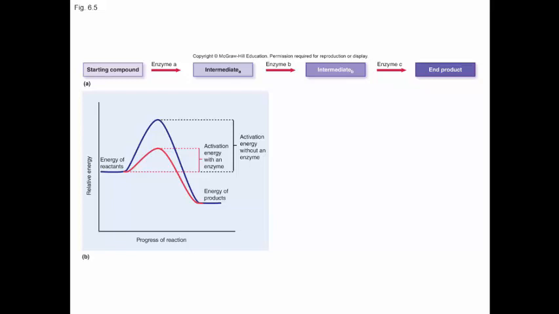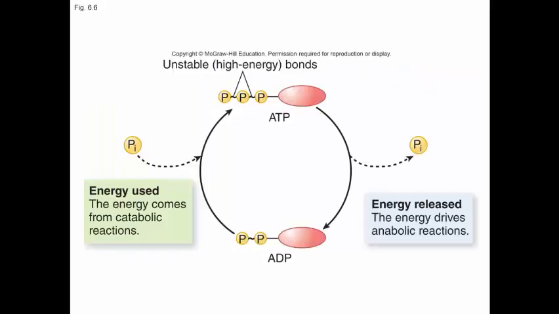Oh, and this chart I have up here is just to remind you, remember we talked about how enzymes will drop the activation energy so that you can go from energy of reactants to energy of products. Without them, it would take a much higher amount of energy. Okay? Here's the ATP issue that I was talking with you about. Now look, several cellular processes can be used to make ATP.